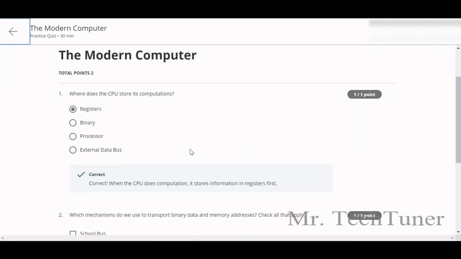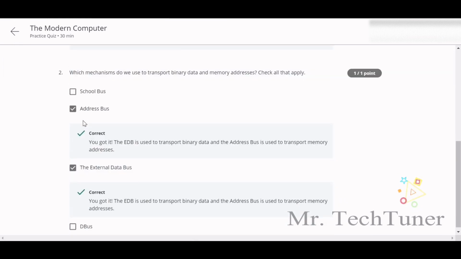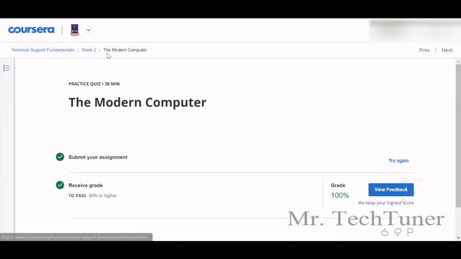The first question: where does the CPU store its computations? It stores the computations in registers. Next question: which mechanism do we use to transport binary data and memory addresses? We use address buses or the external data bus, EDB. So these two are your answer.